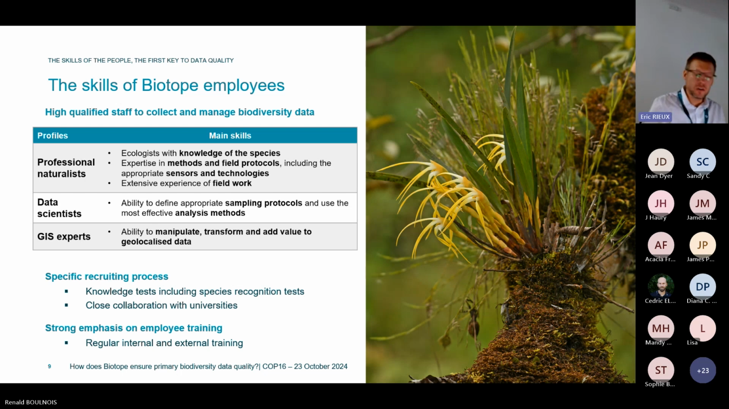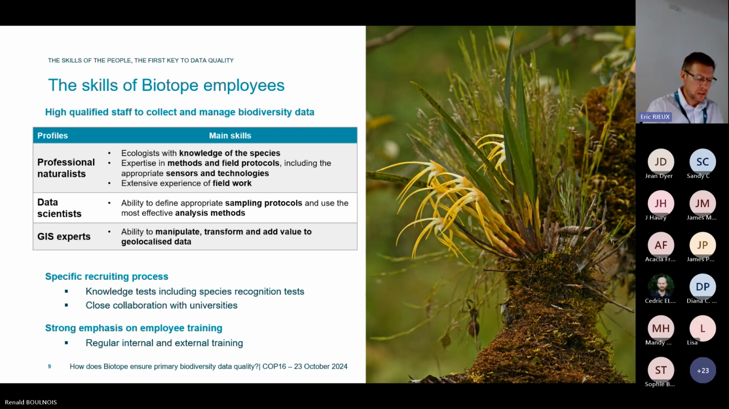In order to hire all these people, we have a specific recruiting process based on a knowledge test, and also in close collaboration with academics and universities. Internally, we provide regular internal and external training in order to improve more and more the skills of the people within the company. So this is the first aspect of the data quality, based on in-house experts with specific skills.